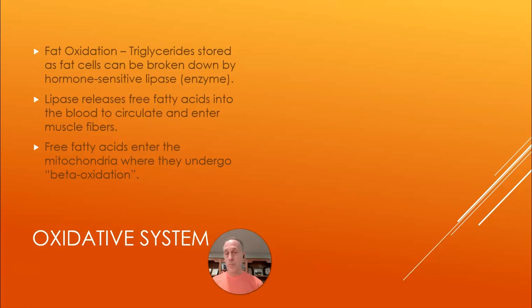We'll talk about fat oxidation, which I mentioned a little bit in the earlier presentation, where we talked about beta oxidation. With fat oxidation, you take these triglycerides that are stored as fat cells, and they can be broken down by hormone-sensitive lipase. It's an enzyme, and again, lipase, ASE, lipo or lipid is a fat, ASE enzyme. I hope you're starting to put this together. Lipase releases free fatty acids into the blood to circulate and enter muscle fibers. The fatty acids themselves enter the mitochondria where they undergo beta oxidation.